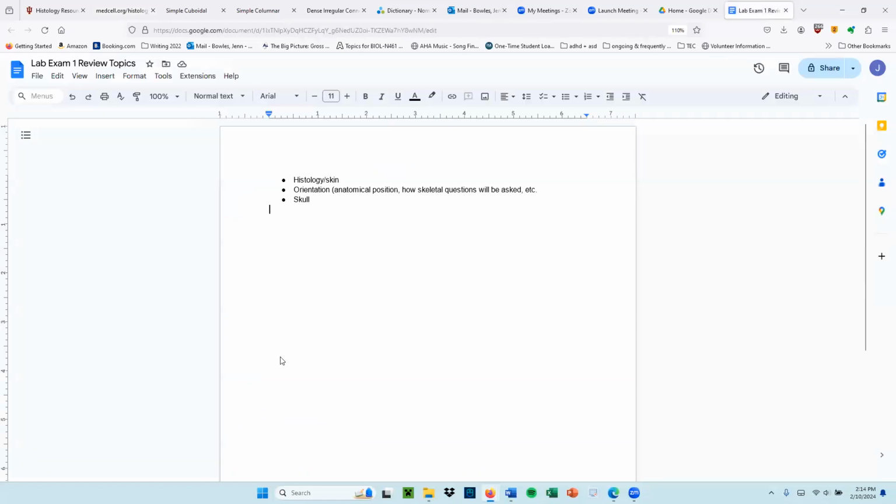If we have time, I'll go over the skin histology at the end. I think that one's a little more straightforward. There's that recording as well that you can rewatch of the lecture for integument, which I think covers the main points to focus on for the exam. Next, we can talk about orientation with the skeleton.